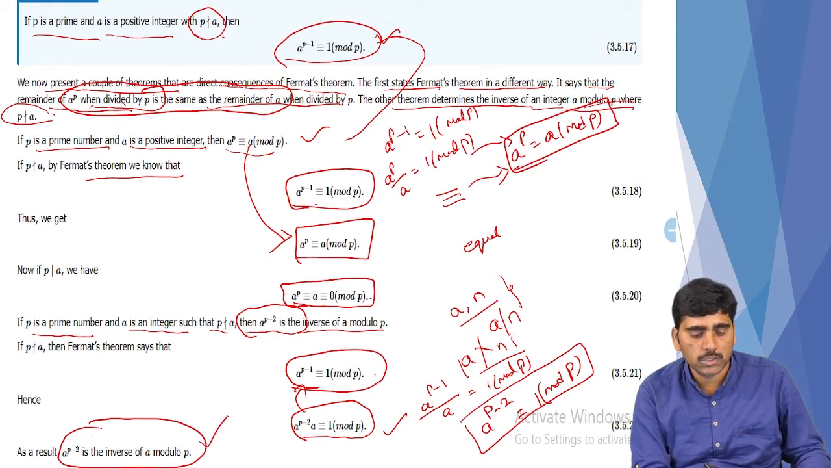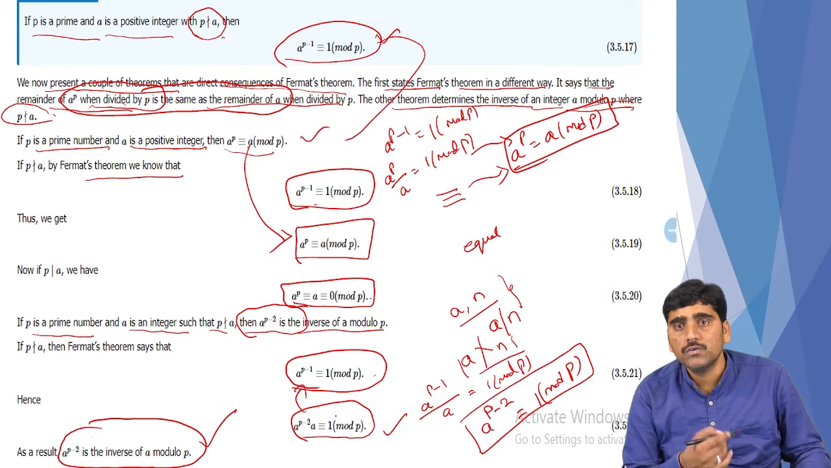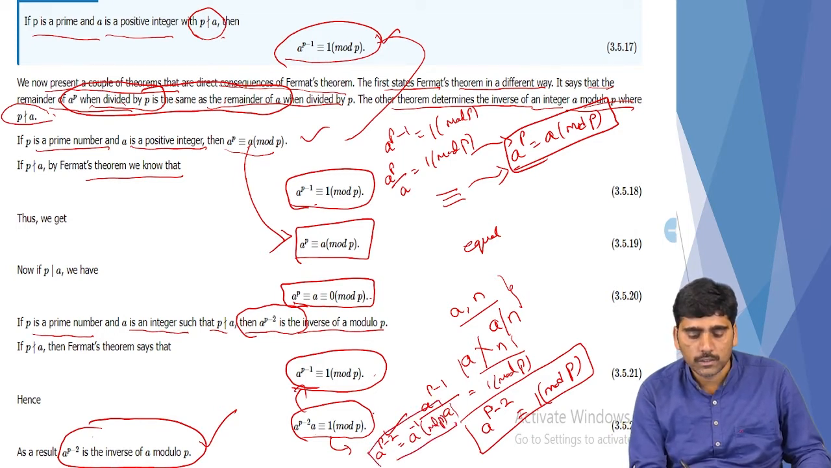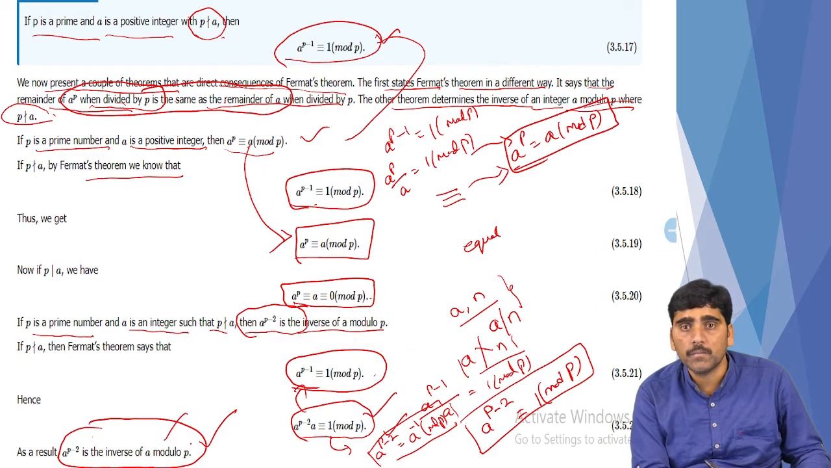As a result, we can say that a^(p-2) is the inverse of a modulo p. If you send this one to this side, a^(p-2) equals the inverse of a modulo p. This is what you can write, right? That's why we are stating here that a^(p-2) is the inverse of a modulo p. That is the way you have to state this theorem.